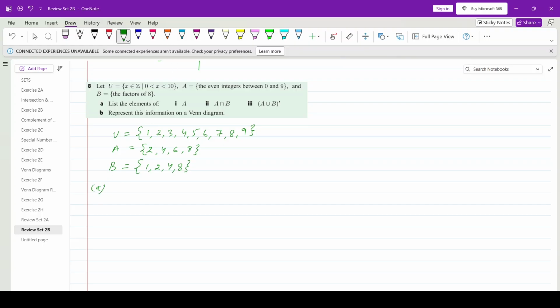Now the question says list the elements of A. So this is part 1. The elements of A intersection B. Now we know 2 is a common element, 4 is a common element, and 8 is also a common element. Therefore, elements of A intersection B is going to be 2, 4, and 8.